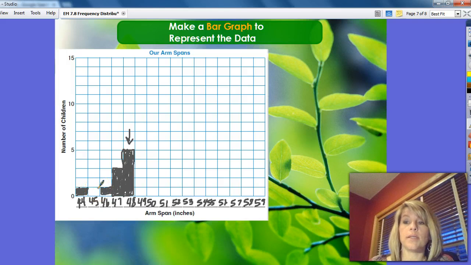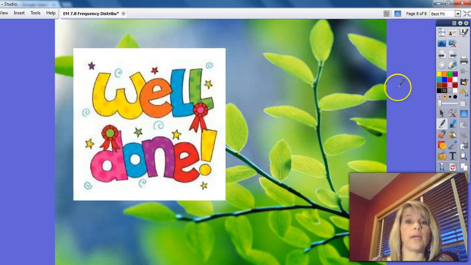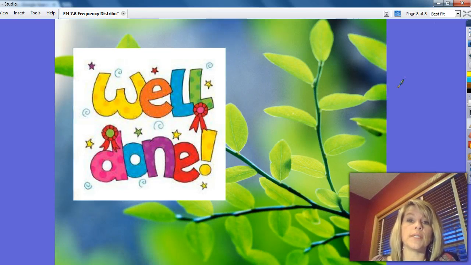So in today's lesson, you have learned how to make a frequency distribution using a set of data. And you can do that for any set of data. It doesn't have to be just for arm spans. You could also do it with our standing jumps as well.